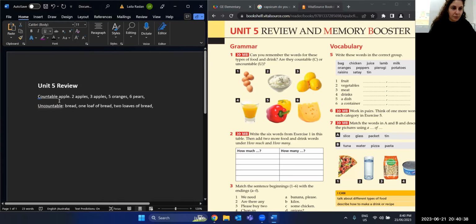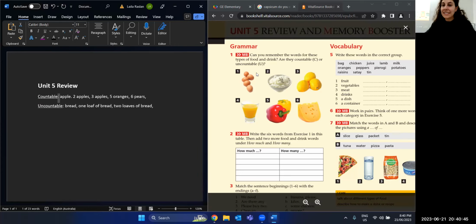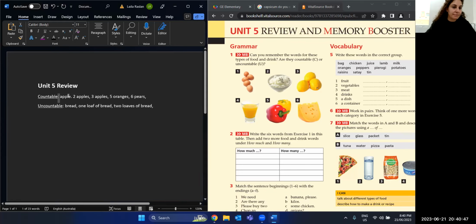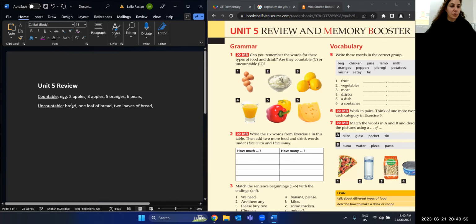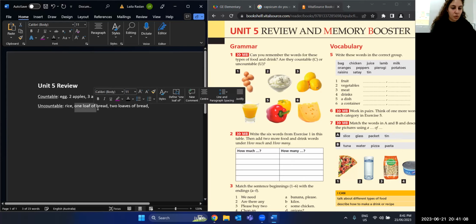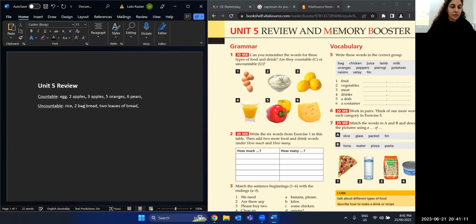So let's look at our example. Our number 1 question. Which one is countable? Egg, right? Because we could say 1 egg, 2 eggs, 3 eggs, 4 eggs, 5 eggs. What about rice? Uncountable, because we don't say 1 rice, 2 rices. No, we say 1 bag of rice, or 2 bags of rice.